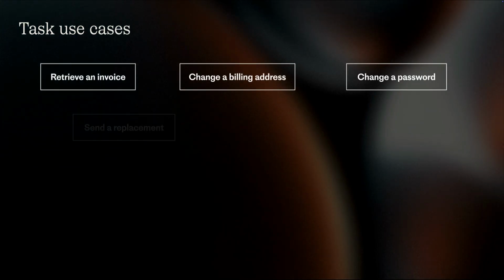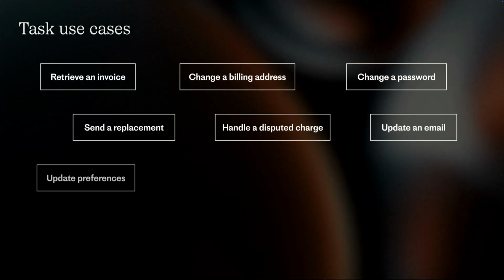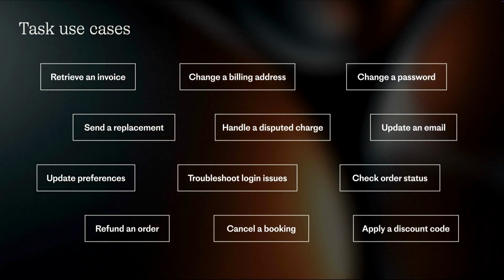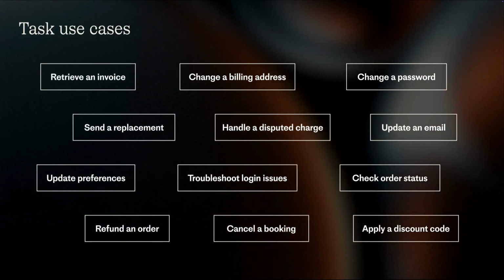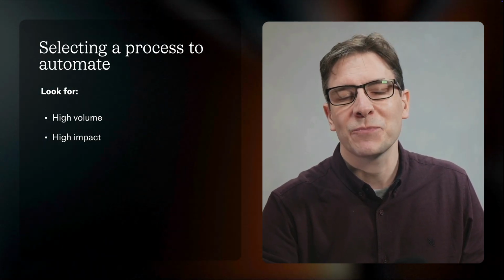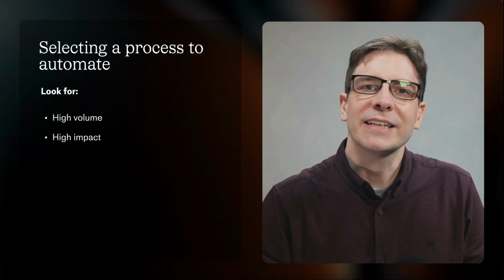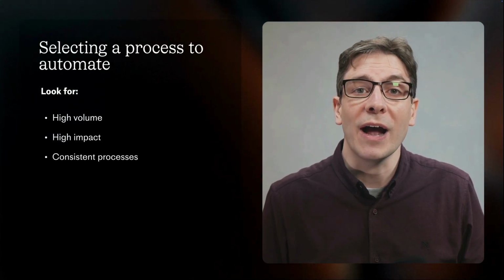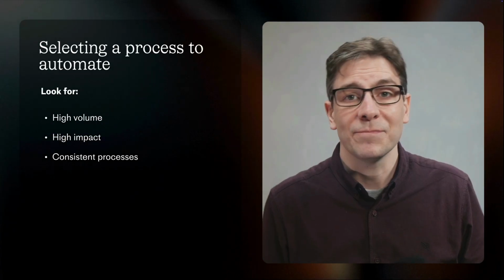So, how do you pick the first task to automate for your AI agent? Well, it really depends on your business and the type of support you provide. But from our experience, here are a few tips to help you get started. You can look for high volume, repetitive requests that your team handles often, or high impact queries that are a real drain on your team's productivity. And consider requests that follow a consistent process that happens the same way again and again.